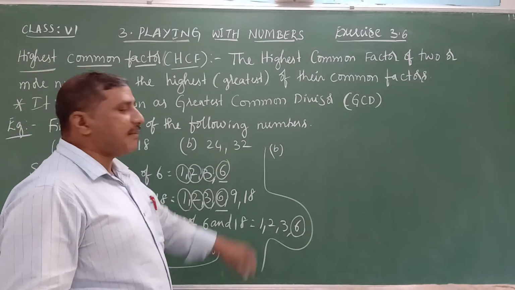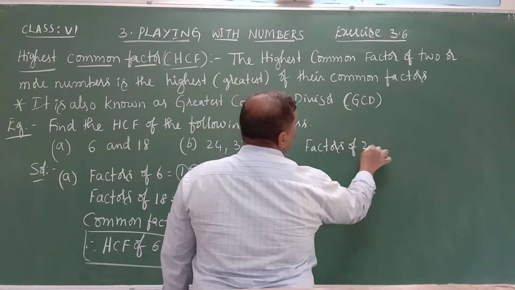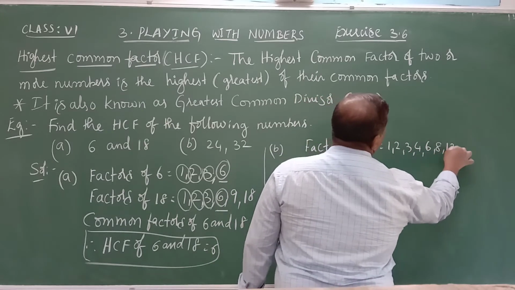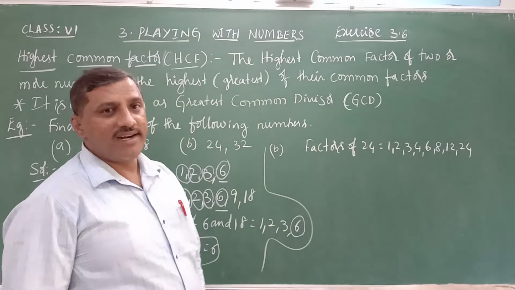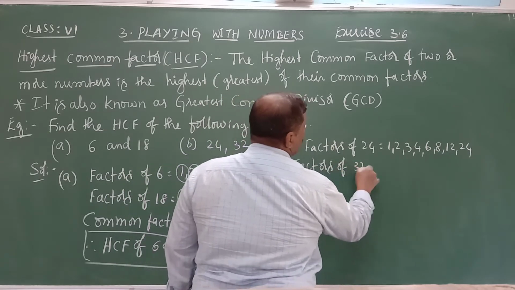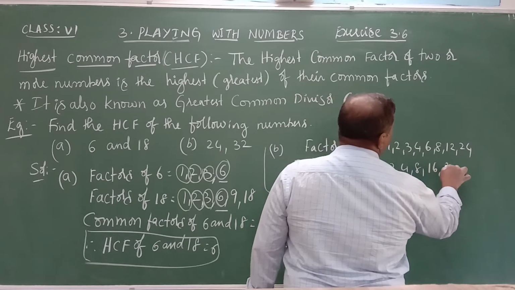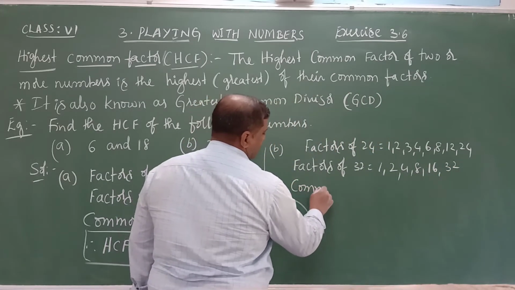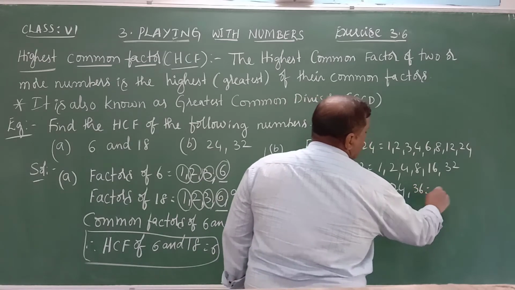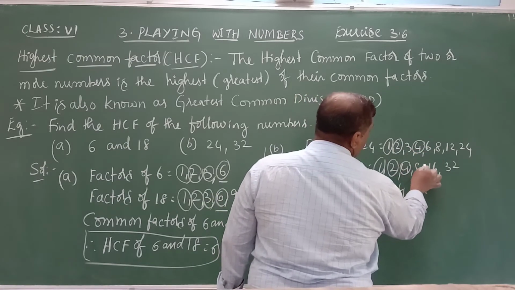Next, we are given 24 and 32. Write the factors of 24. Factors of 24: 1, 2, 3, 4, 6, 8, 12 and 24. Now, factors of 32: 1, 2, 4, 8, 16 and 32. Now the common factors of 24 and 32. So identify the common factors: 1, 2, and we have 4 and we have 8.